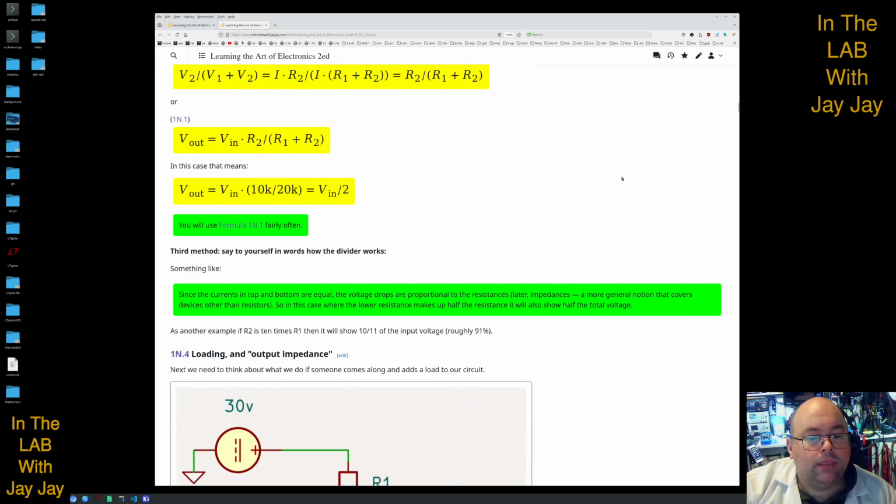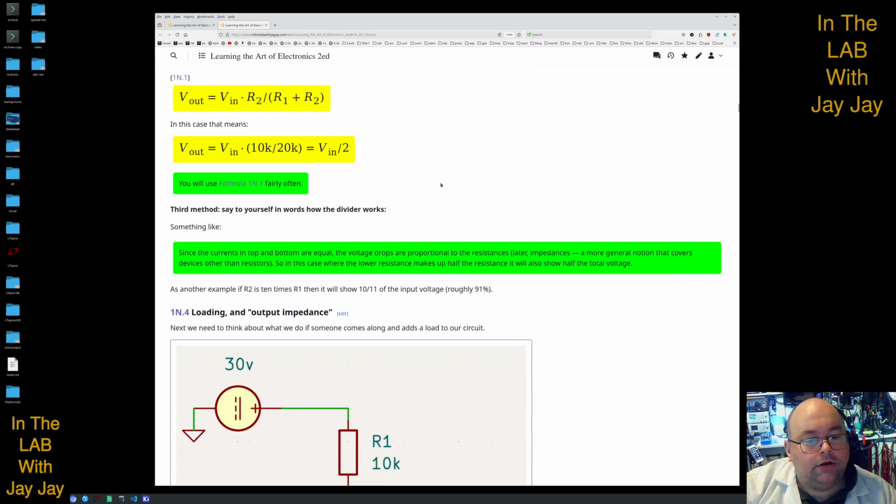There you go. And then the third way that they encourage you to think about it is not to do any mathematics at all, but just muddle through with saying to yourself something like this. Since the currents in top and bottom are equal, the voltage drops are proportional to the resistances. Later, impedances, a more general notion that covers devices other than resistors. So in this case, where the lower resistance makes up half the resistance, it will show half the total voltage.